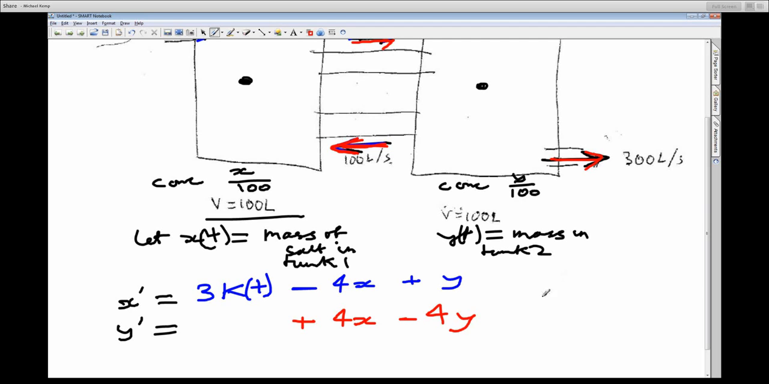And we've got initial conditions. Let's say that initially we've got nothing in the first tank and 2 kilograms in the second tank. So those are our initial conditions that we can use for later when we're trying to solve various things.